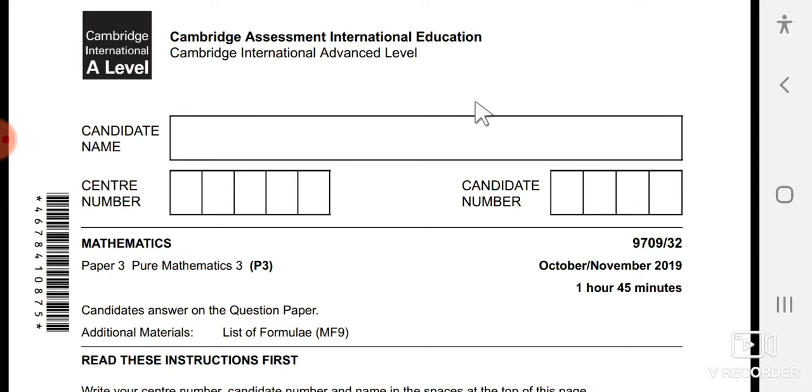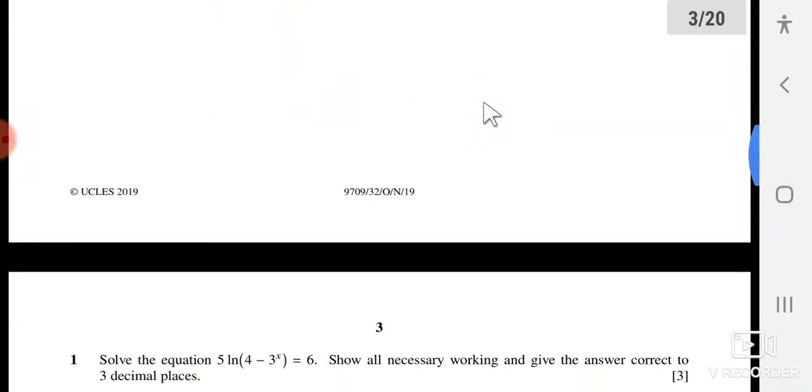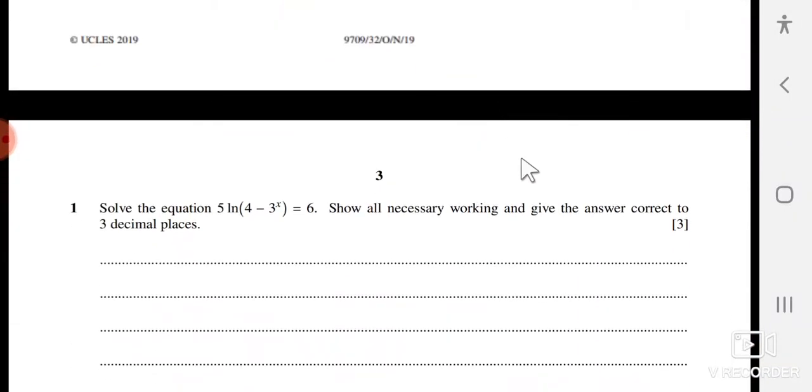Today I am going to give you a brief review of A-level mathematics paper 9709 code 32. Right? This is October November. This is paper 3 basically. Let's start now. Yes, there is our first question.